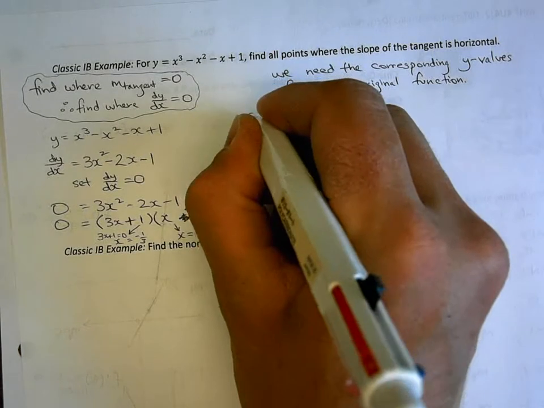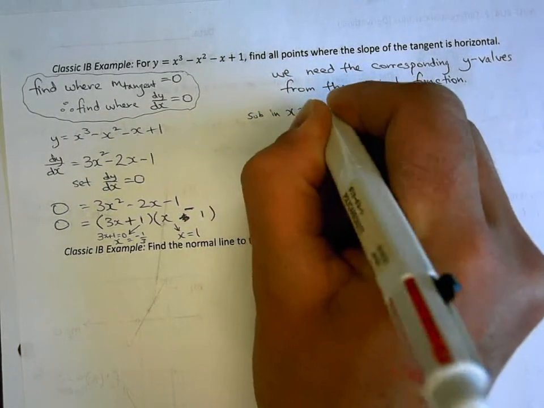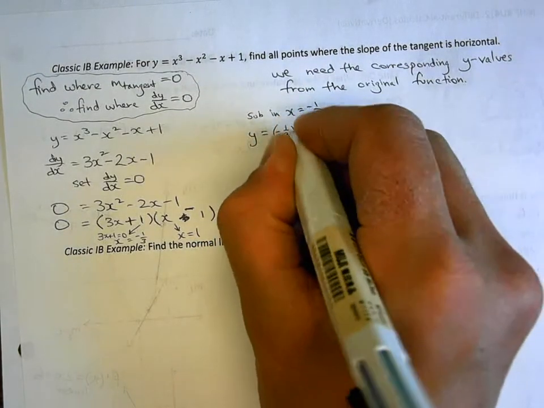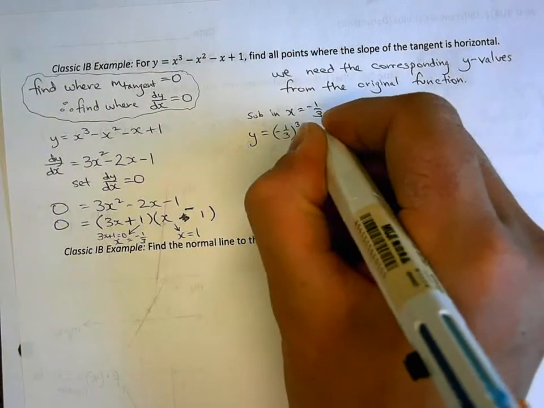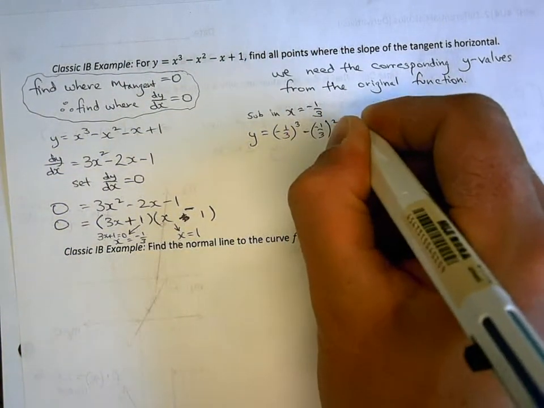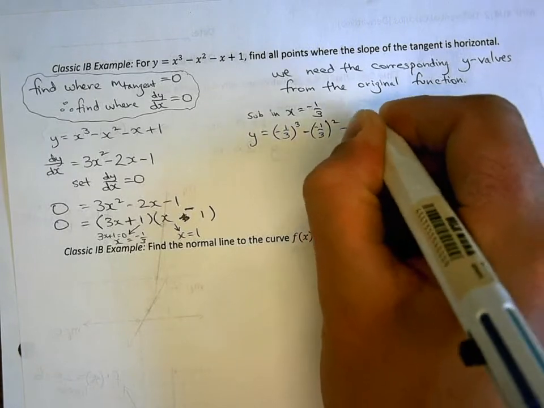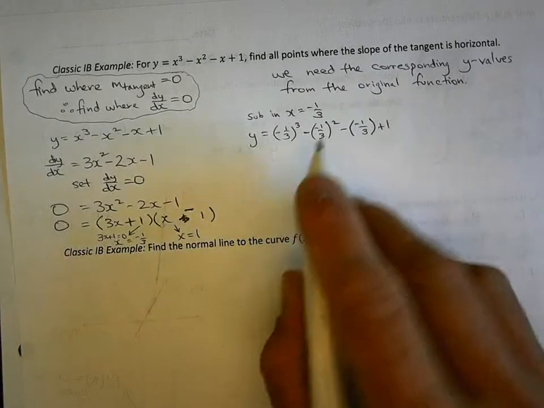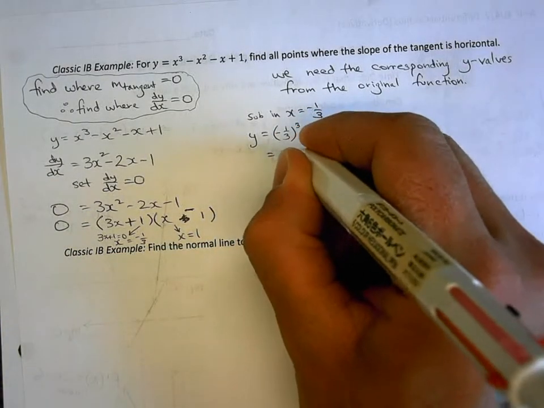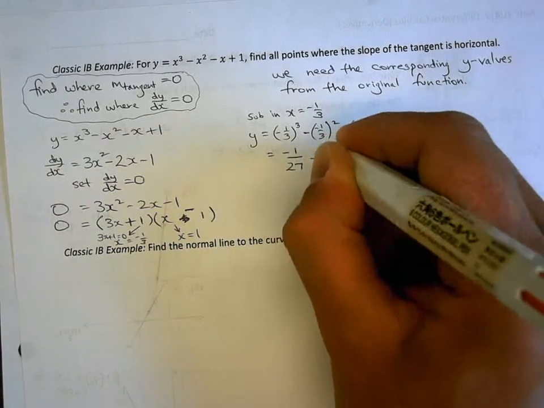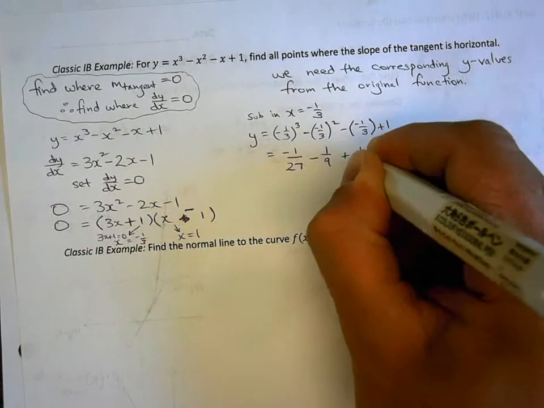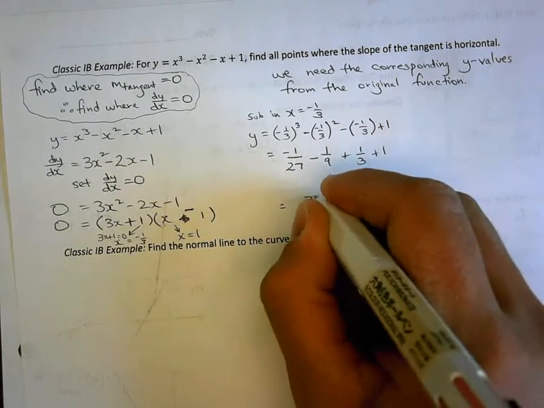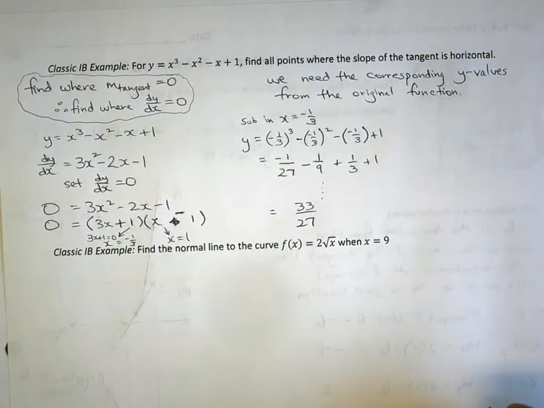So let's sub in x equals negative a third. So then what's y going to be? Well, y is going to be negative a third to the power of 3 minus negative a third squared minus negative a third plus 1. Oh, what a pain. Well, I have to do it anyway. So I guess this is going to be negative 1 over 27, minus 1 over 9, plus 1 over 3, plus 1. Well, I've already done this, so I'm not going to do it again because it's a lot of work. But it's 33 over 27. And you can do it yourself.